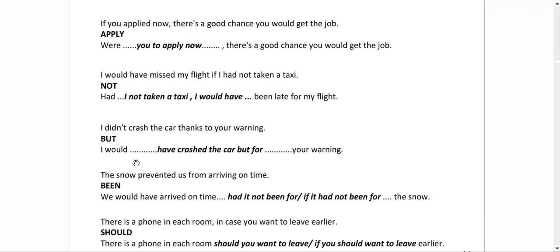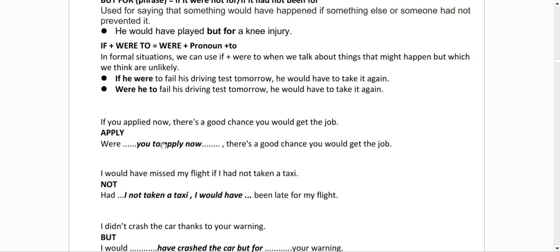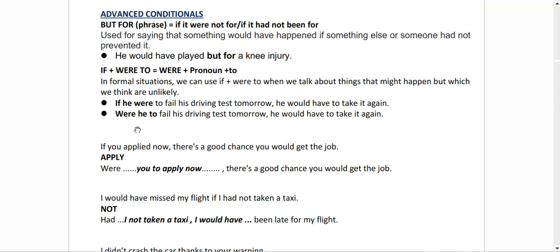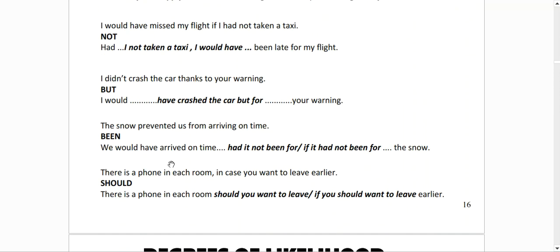Let's move on to the third one. I didn't crash the car thanks to your warning. Then you have the but. But is the keyword. I would have crashed the car but for your warning. Sometimes you have the but here at the beginning of the second sentence. That's another clear indication, because the first sentence is a conditional, and you have the but. That's a clear indication that you need to use the but structure that we talked about before. Let's move on to the next one.